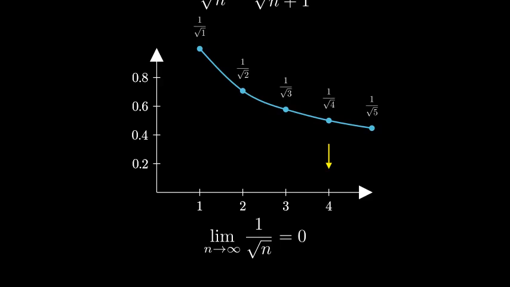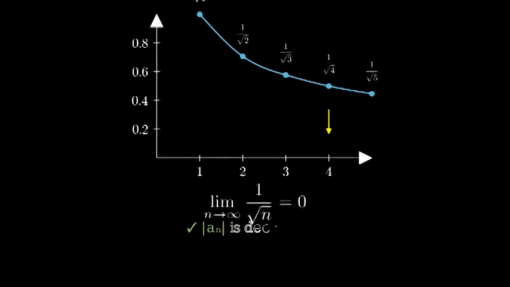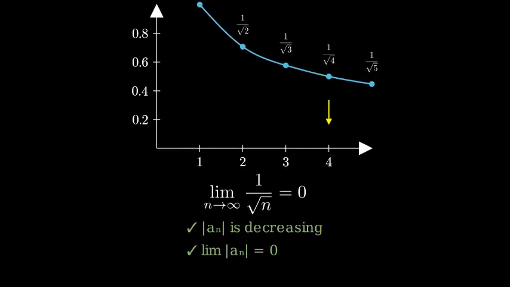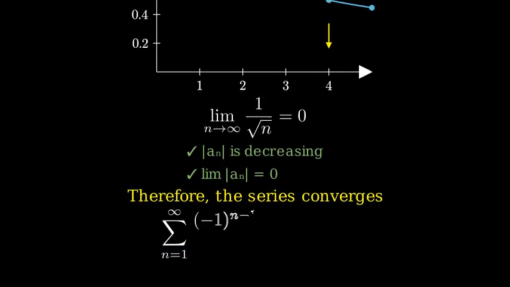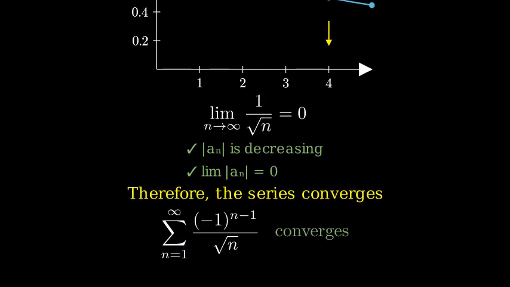approach 0. Since both conditions of the alternating series test are satisfied, the sequence is decreasing and the limit equals 0, we can conclude that the series converges. The alternating series, the sum from n equals 1 to infinity of (-1)^(n-1) over the square root of n, is convergent.